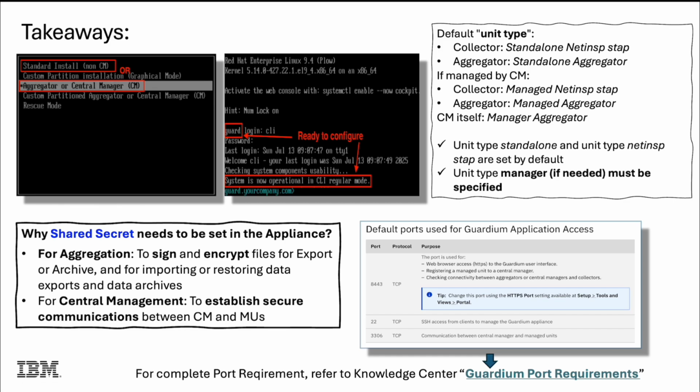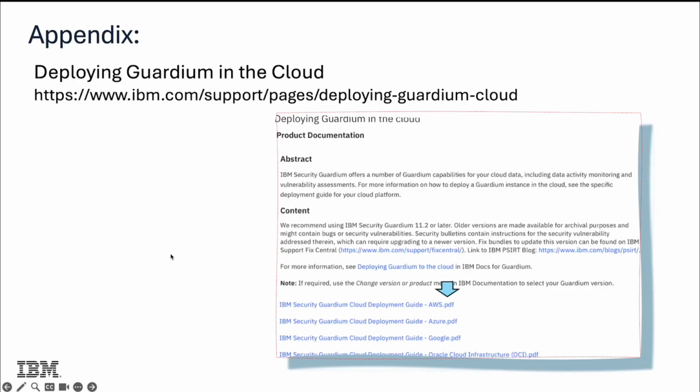Okay. The appendix. I want to clarify that the training that I covered today is to install Guardium appliances in an on-premises environment. If you want to deploy Guardium in the cloud, then please refer to the tech note, deploying Guardium in the cloud. Deploying Guardium in the cloud environment is different than deploying in the on-premises. There is no such single ISO image. So please refer to the corresponding deployment guide for your cloud environment to get the detailed installation steps.